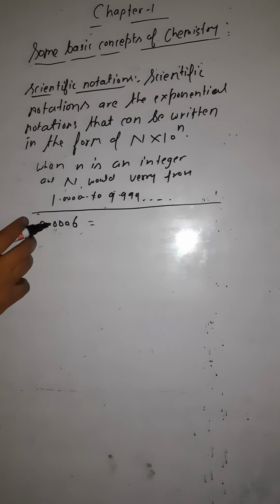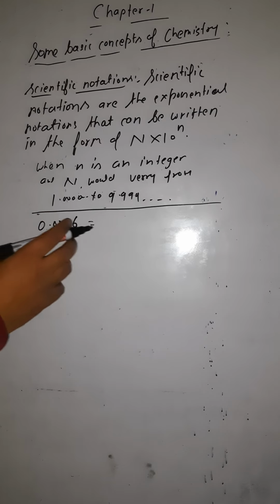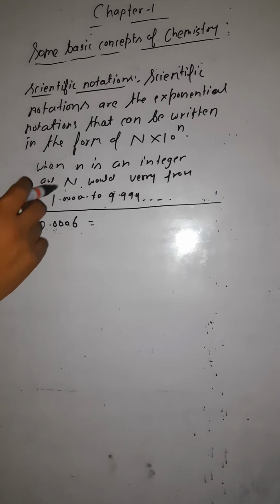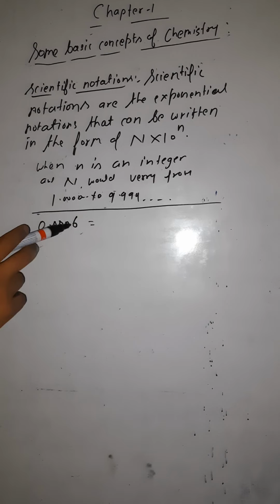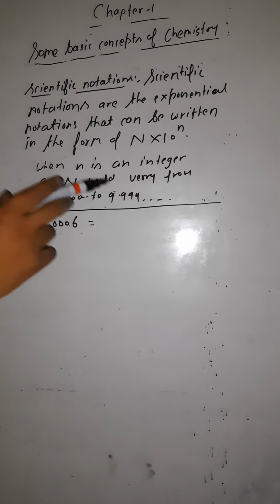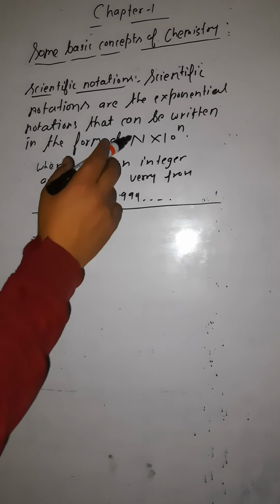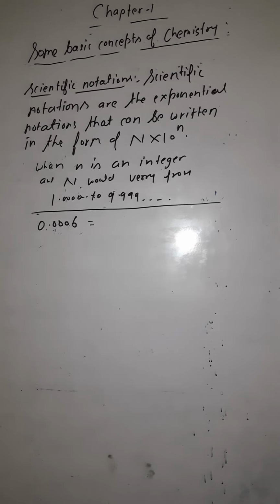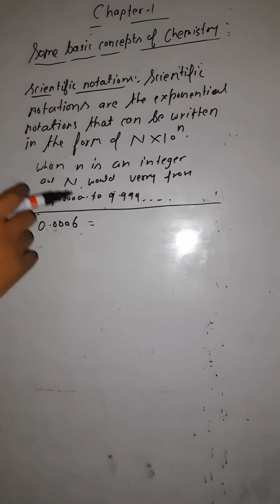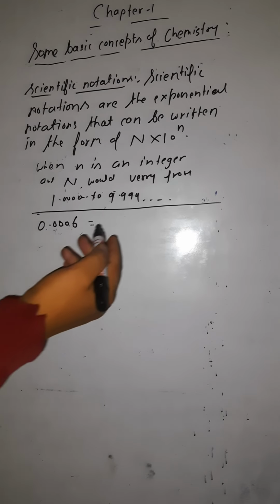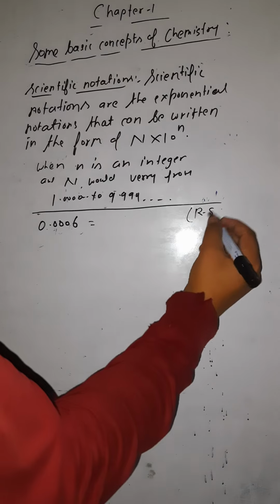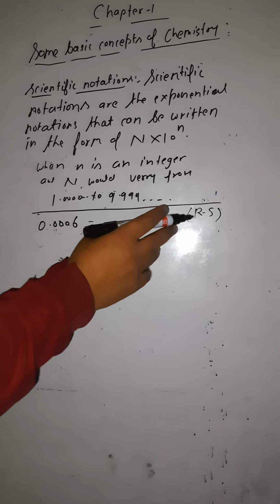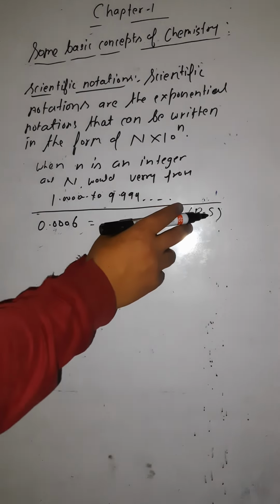You would shift this decimal towards the right, then it would be 6 point something, yes, because N would take the value 6 point something, since N varies from 1.000 to 9.999. So this decimal is to be shifted towards the right. Remember this: if you are shifting the decimal towards the right, then you are subtracting the power. If you are shifting the decimal towards the right, then the power would be subtracted.